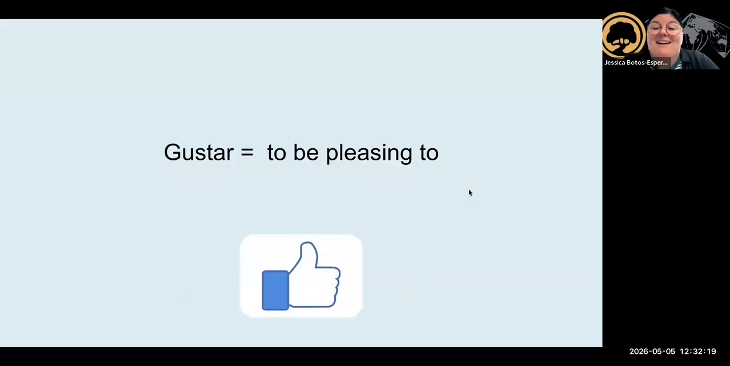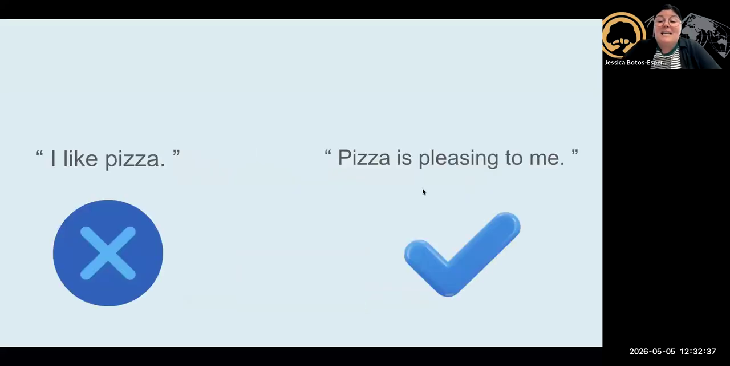All right, step one. What does gustar really mean? Most students learn that gustar means to like, but that's not exactly true. A better way to think about it is gustar means to be pleasing to. So instead of saying, I like pizza, Spanish is actually saying, pizza is pleasing to me.